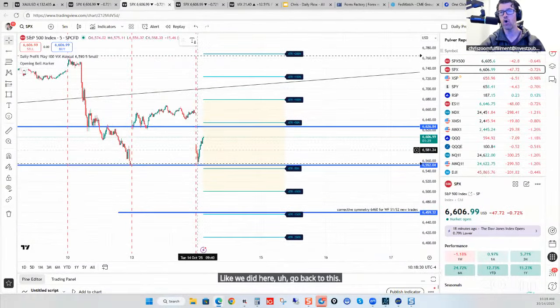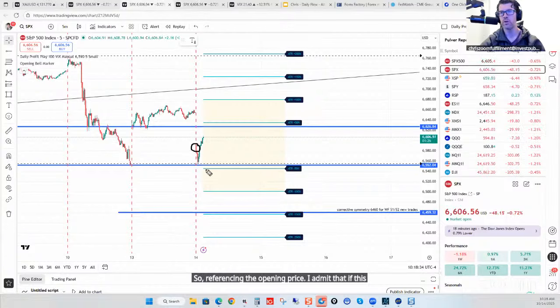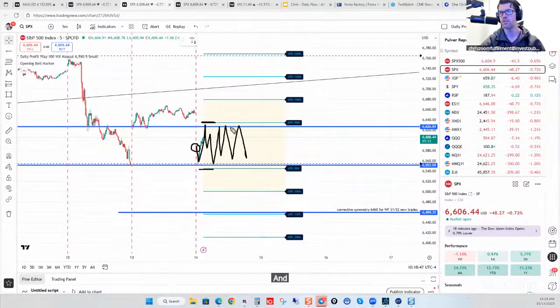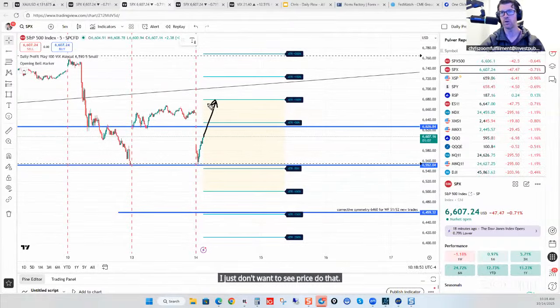So referencing the opening price, I admit that if this is the open price and we tested the 50% ATR low, we could also test the 50% ATR high. What I'm hoping for is that if price stays here, it would be fine to just contain price, and we shouldn't see a huge threat either way. I just don't want to see price get to 100% ATR.